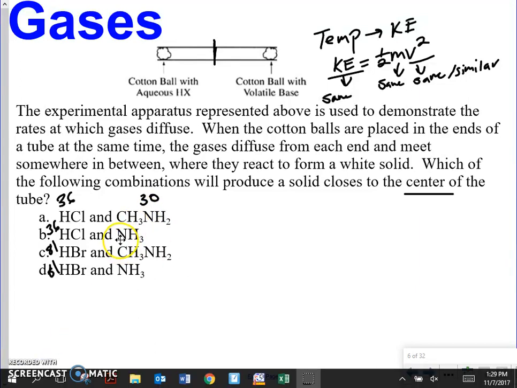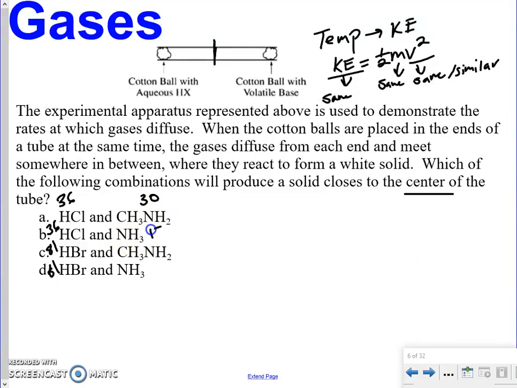Nitrogen, again, we have our 14, plus we have 3, so we'll call this one 17. We have this one down here, which we just calculated, which is around 30, and we have 17 again for our ammonia, NH3. So now, again, what we're looking for is the same or similar mass so that our velocities are the same or similar.